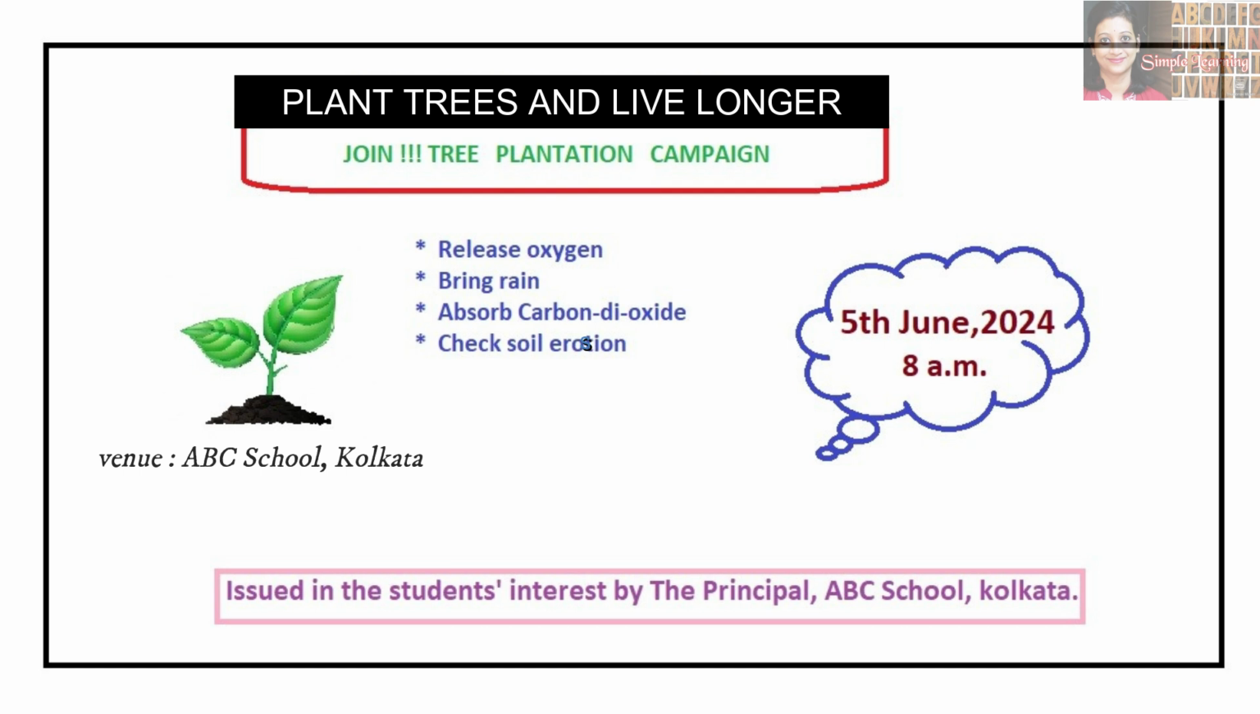Third, exactly below the title and theme, write the necessary information related to the title. Here you can highlight the points why people should join campaign. Here you can use bullet sign and write a few points like release oxygen, bring rain, suck carbon dioxide, check soil erosion, etc. Next, you draw some simple and relevant picture and write brief information about the campaign, like the campaign is going to be held on 5th June 2024 on World Environment Day at 8 am. And at last, you are to mention the issuing authority. So, I am writing issued in the student's interest by the principal, ABC School.